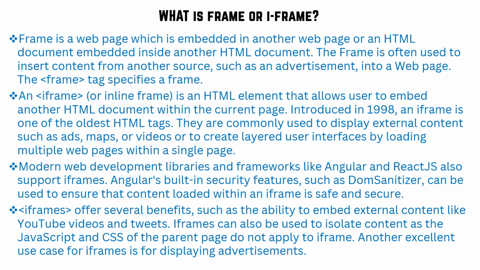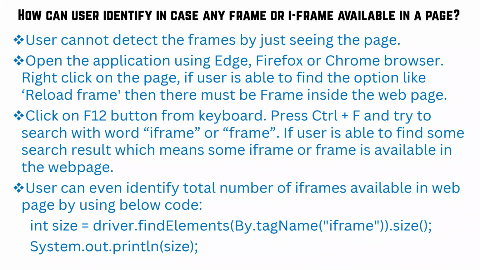iFrame offers several benefits, such as the ability to embed external content like YouTube videos and tweets. iFrame can also be used to isolate content, as the JavaScript and CSS of the parent page do not apply to the iFrame. Another excellent use case for iFrame is for displaying advertisements. So these are the generic things you know about the frame or iframe, but how can you understand whether a frame or iframe is available on the page? By look and feel, you cannot understand whether a frame or iframe is there.